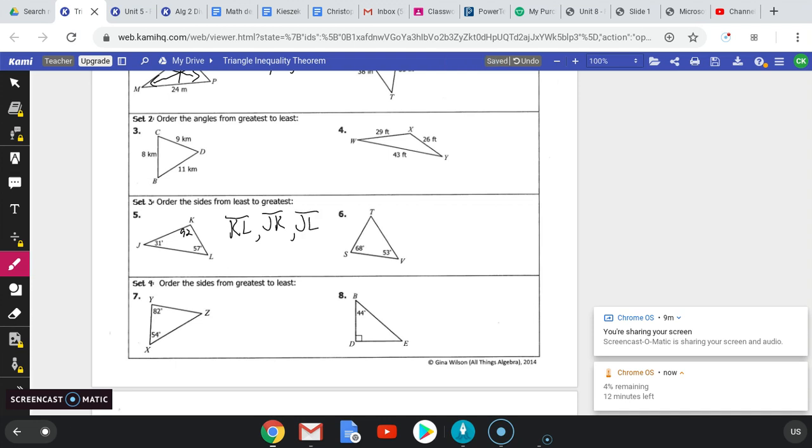With these problems here, there's really not too much difficulty with it. Where students get it incorrect is just not reading directions. Like for set 4, number 7 here, greatest to least. So you would start with the biggest side first and then go to the small side. And that is it, ladies and gentlemen, with the triangle inequality theorem.